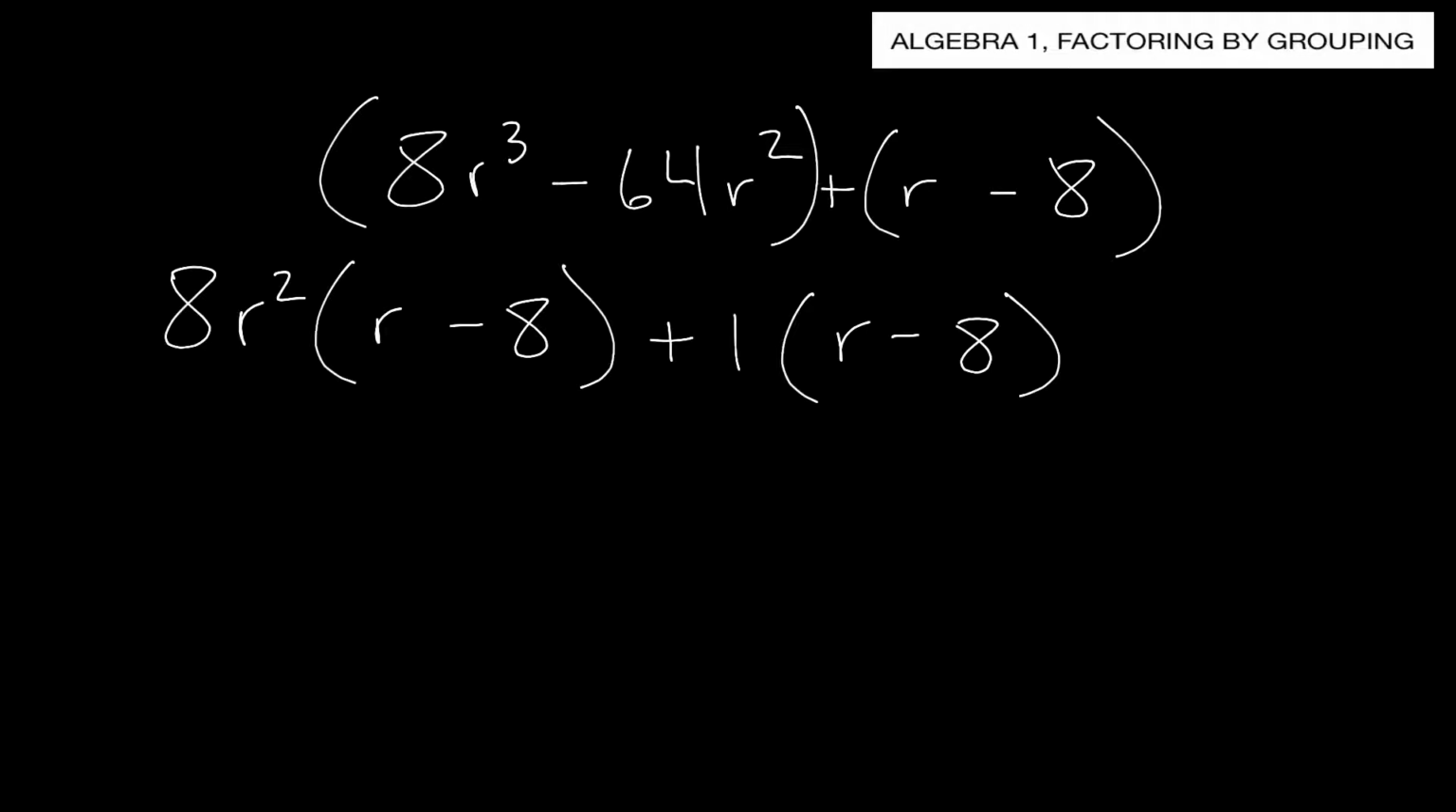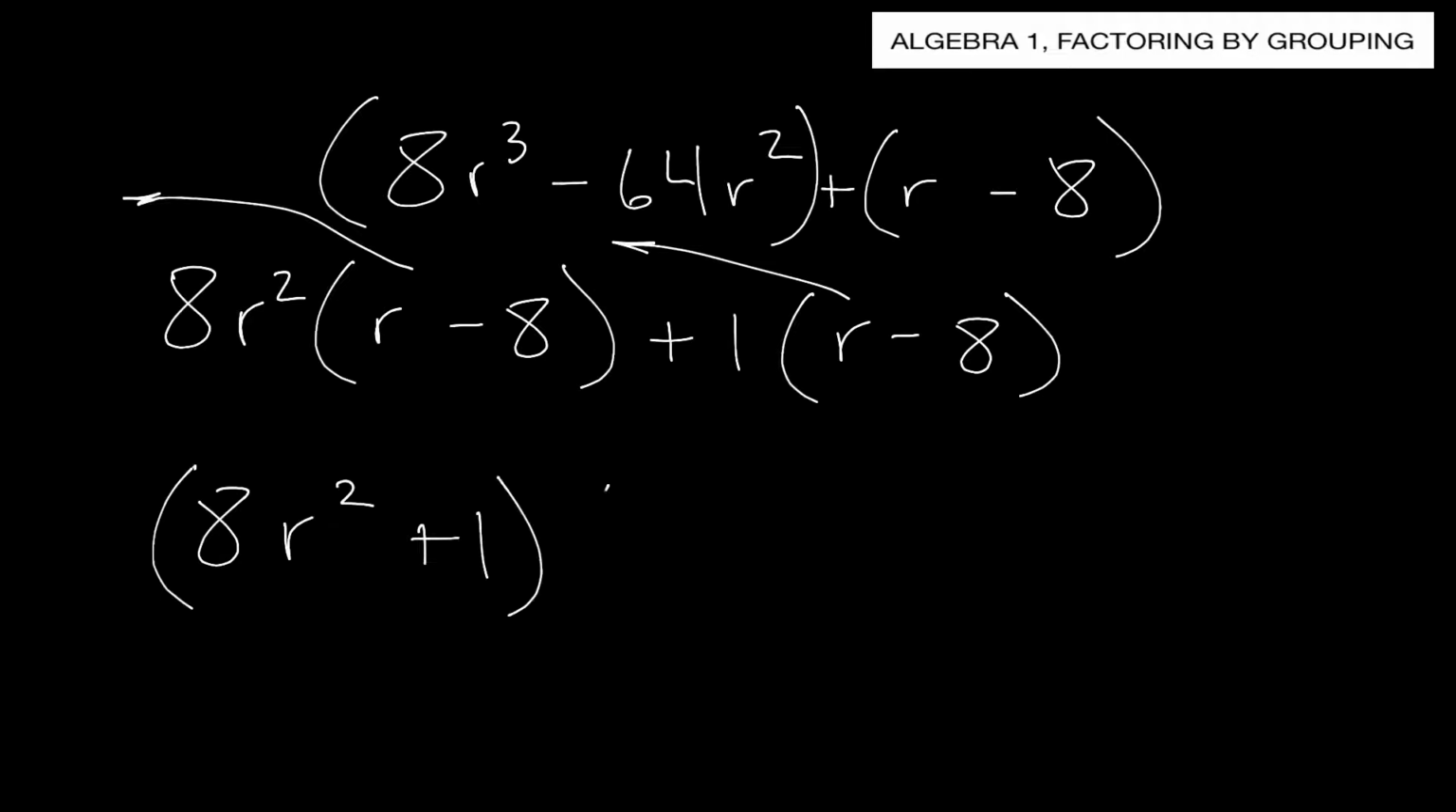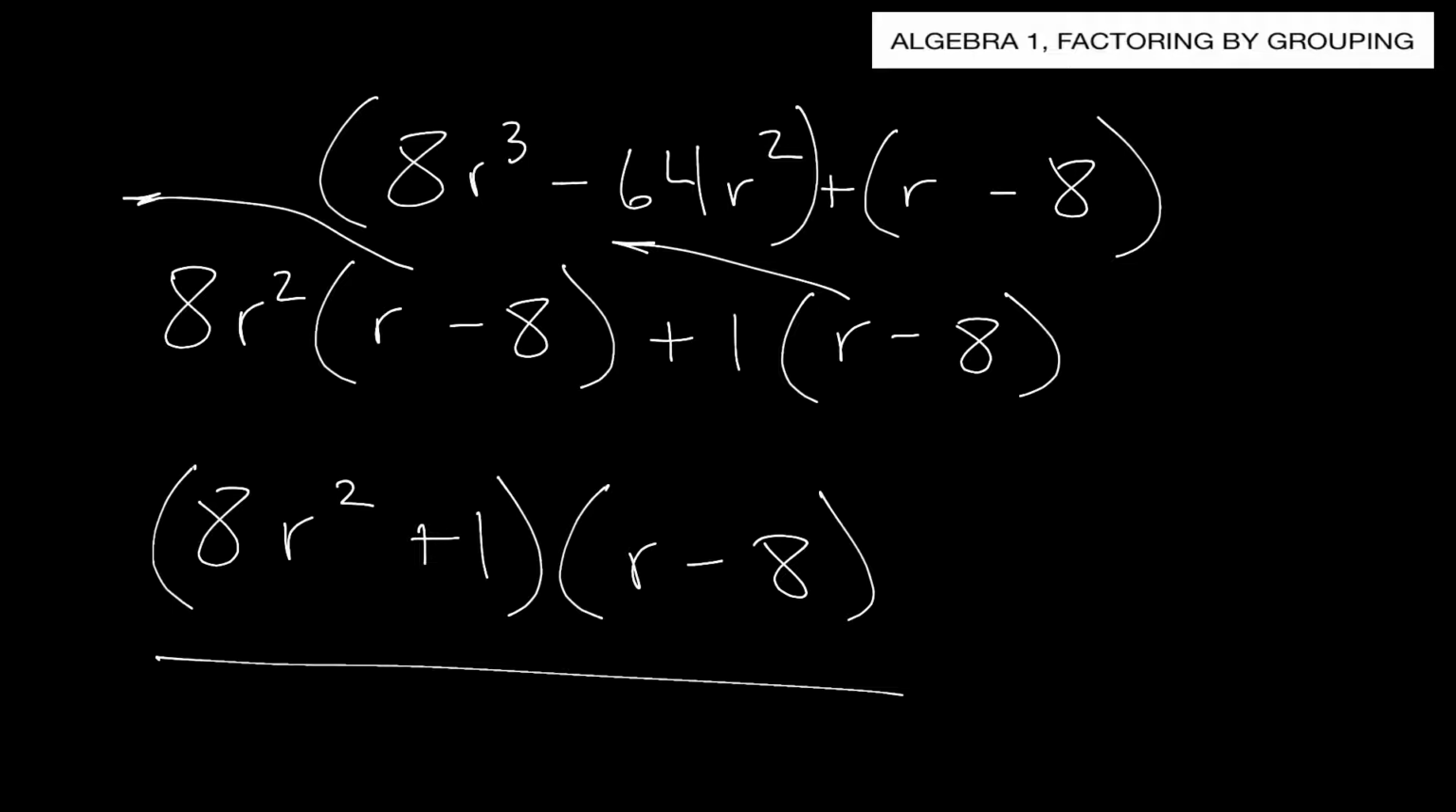Okay, next step, what we're going to do is factor out this r minus 8. We're going to factor out r minus 8, so kind of like this, they get factored out, leaving me with 8r squared plus 1 times r minus 8. And here's our answer: 8r squared plus 1 times r minus 8.